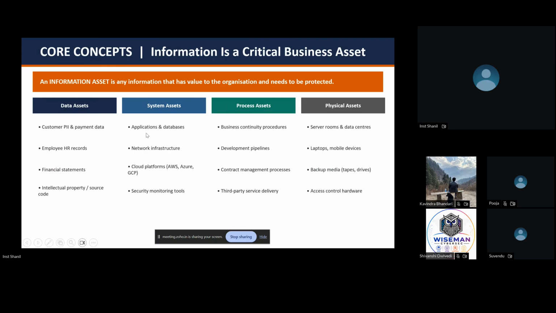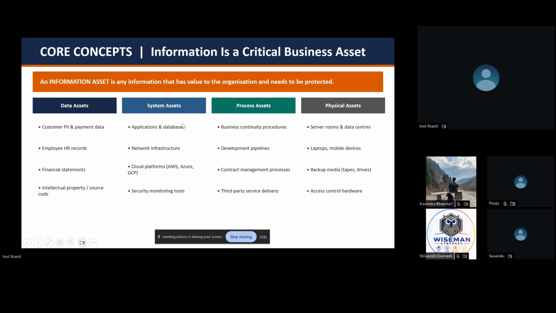And then we were discussing information systems as a critical business asset. It is divided into four: data asset, system asset, process asset, and physical assets. We discussed data asset examples: customer personally identifiable information, employee HR records, financial statements, and intellectual property.